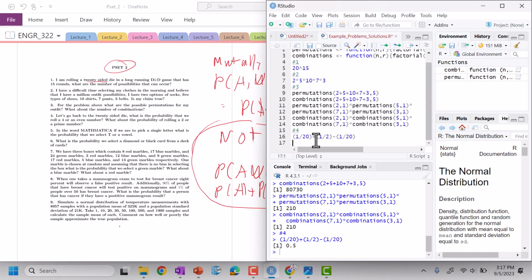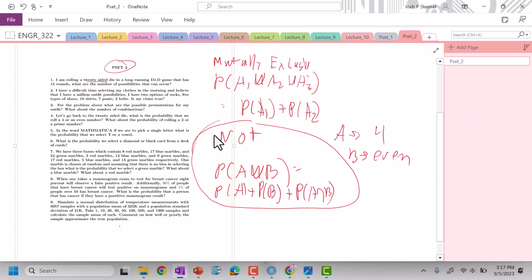And we've got that. So that's the probability I roll a 4 and it's even. So excellent. Let's go on to the next problem.